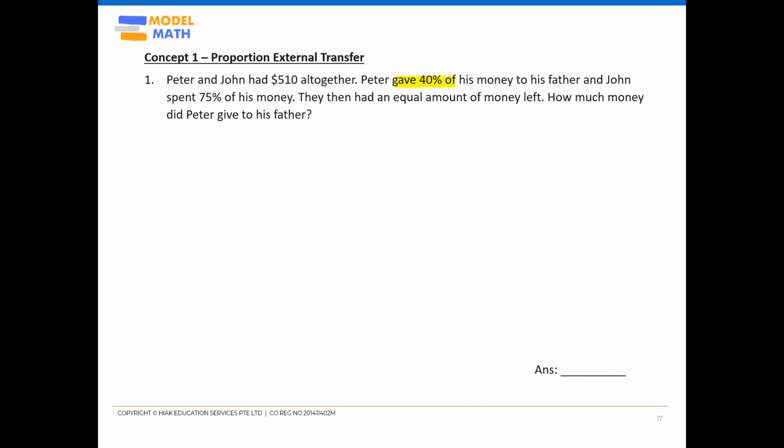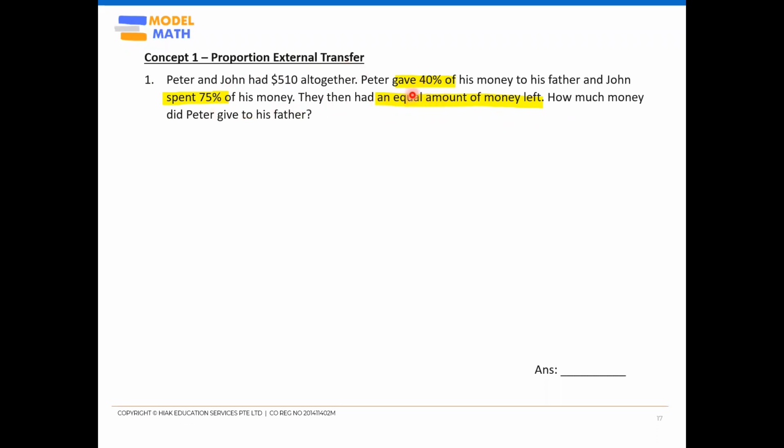Same for John. John spent away 75% of his money. So these two changes, these two percentage changes are external transfers. All right. Now, finally, in the end, they had an equal amount of money left. Okay, so looking at this question, there's a lot of things. You have percentage changes and you have equal left in the end.